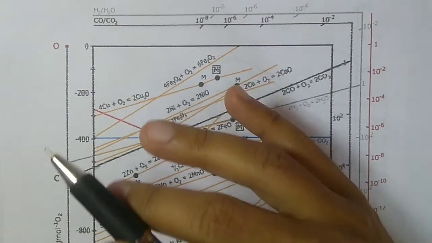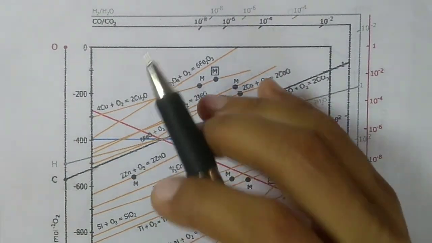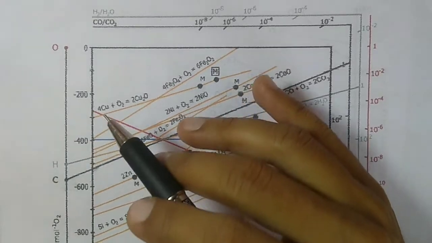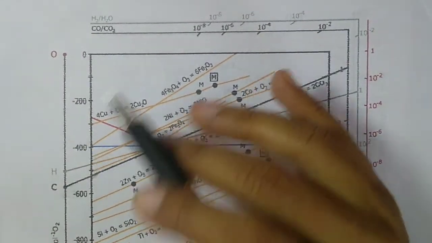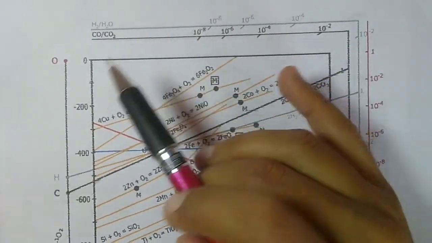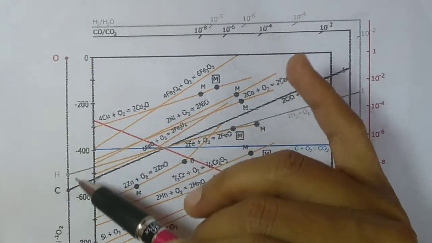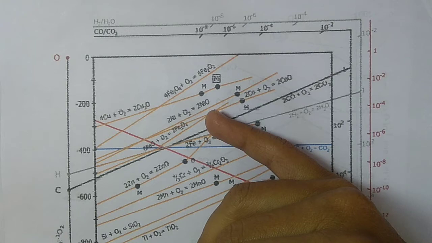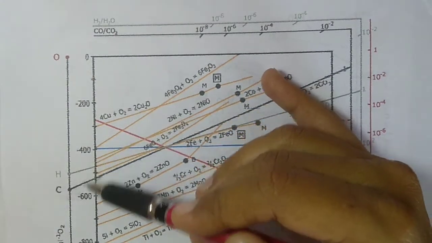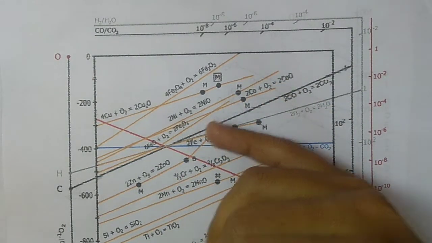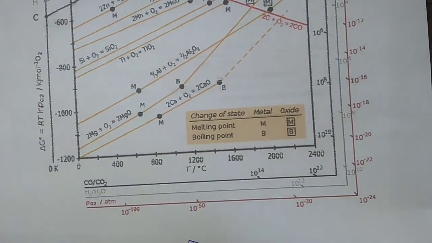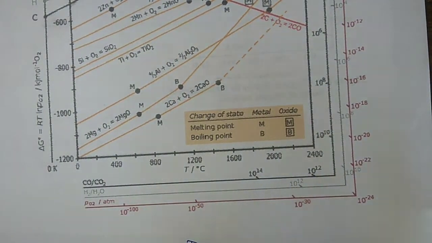For any reaction, positive del G means the reaction can't be possible. The reaction is impossible. For any reaction, this del G should be negative. These are the negative values of del G, and on this axis, temperature is present.